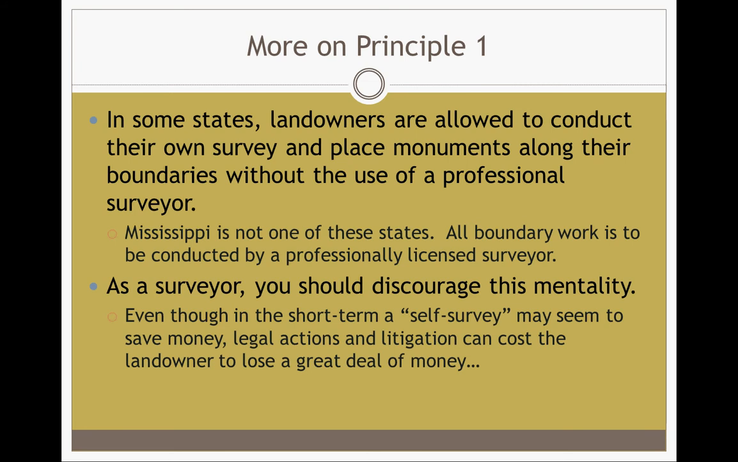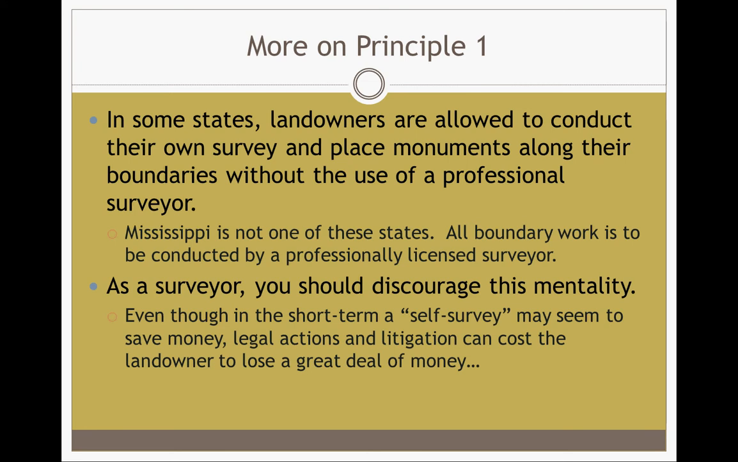As a surveyor, especially in the state of Mississippi, you should really discourage this mentality. There are a lot of individuals who believe they can just go out and set whatever monumentation and corners they want to set. Even though in the short term a self-survey may seem to save money, legal actions and litigation can cost the landowner a great deal of money.